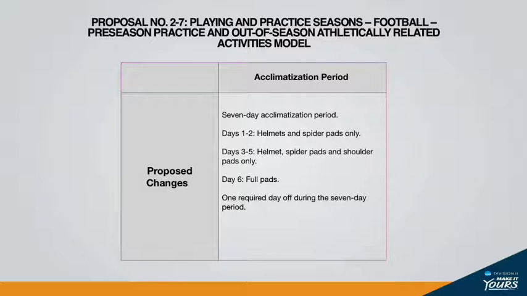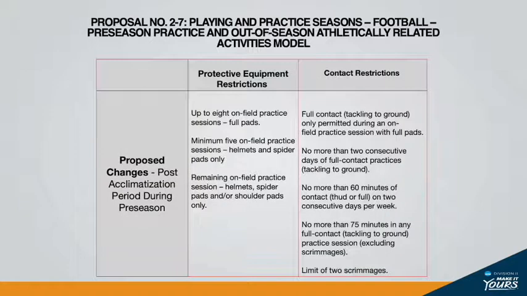Further, this proposal will also require 1 day off during the 7-day acclimatization period, which may occur as early as the 2nd day or as late as the 7th day. If adopted, after the 7-day acclimatization period, but still during the preseason period, an institution must conduct a minimum of 5 practices of helmets only, with the use of spider pads as optional, and may conduct a maximum of 8 on-field practices with full pads.